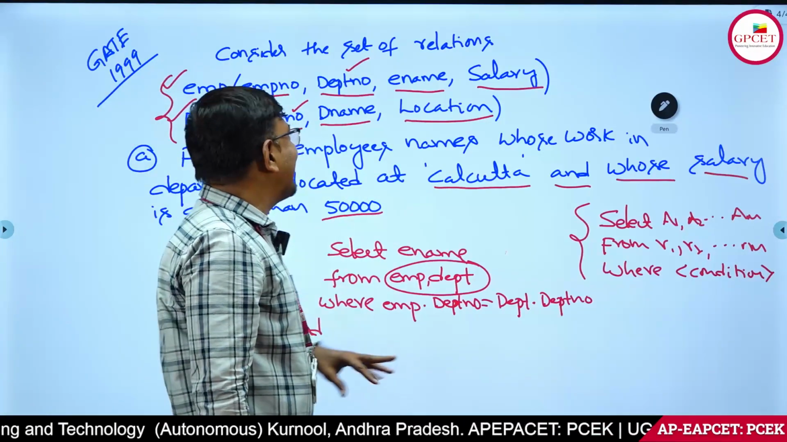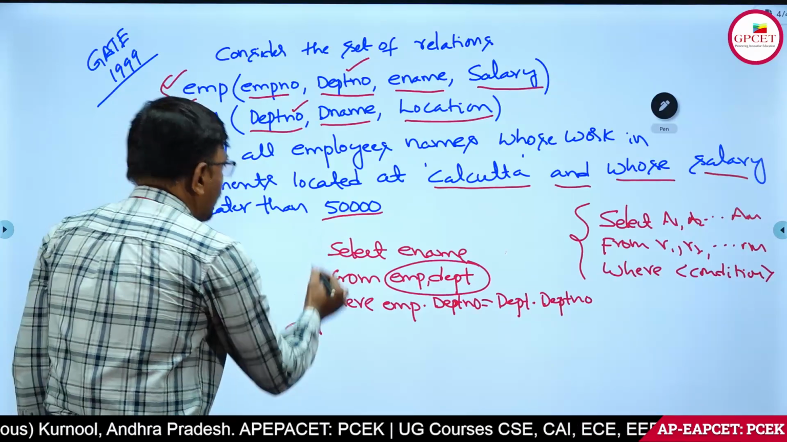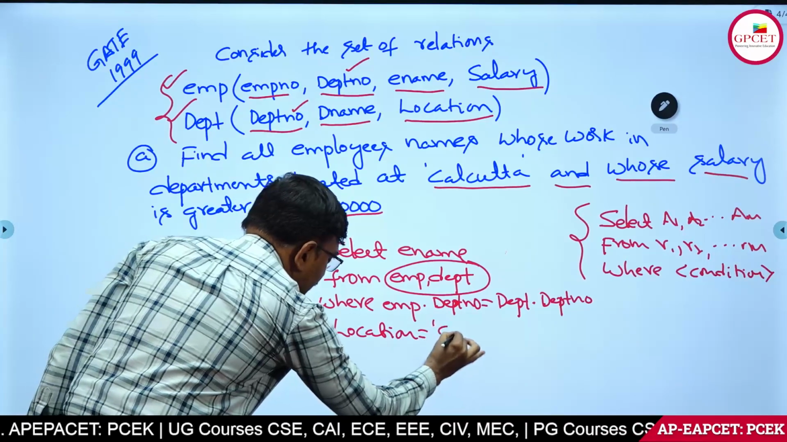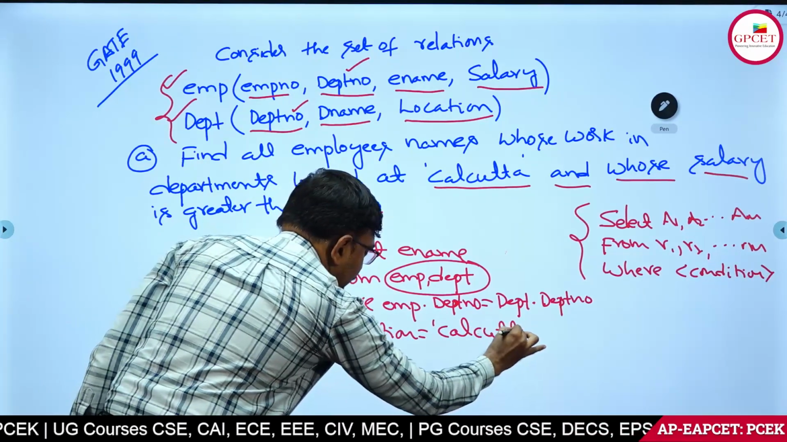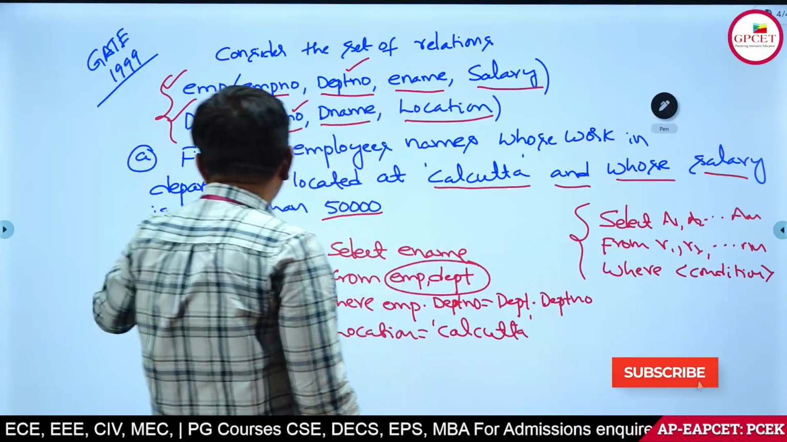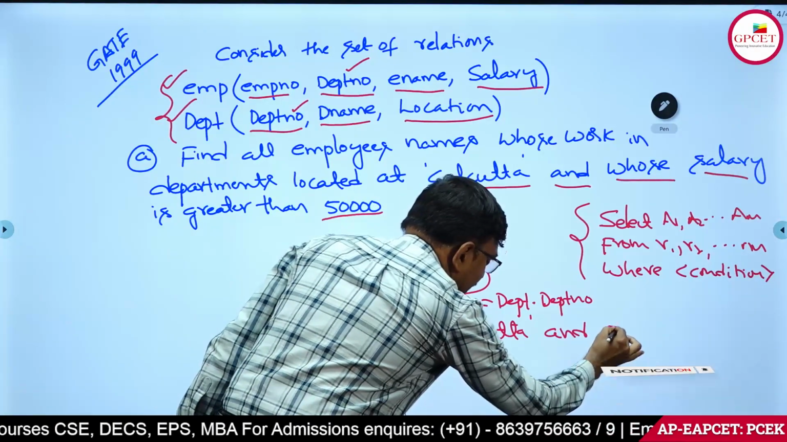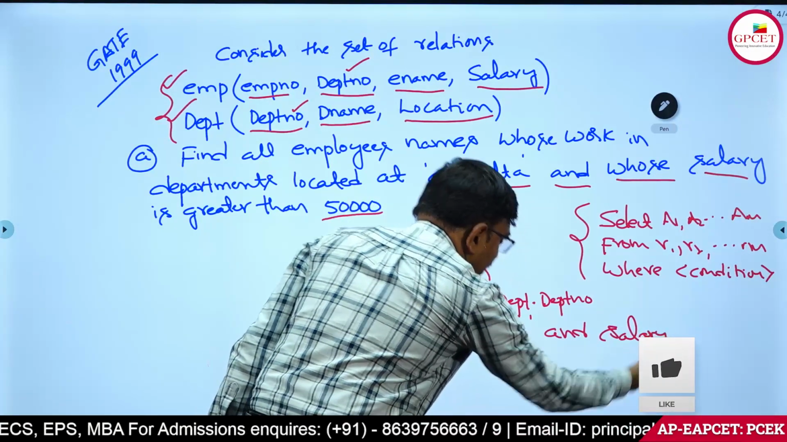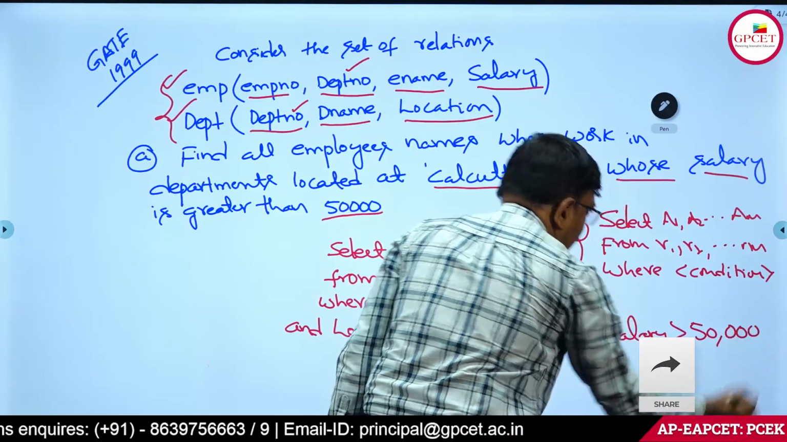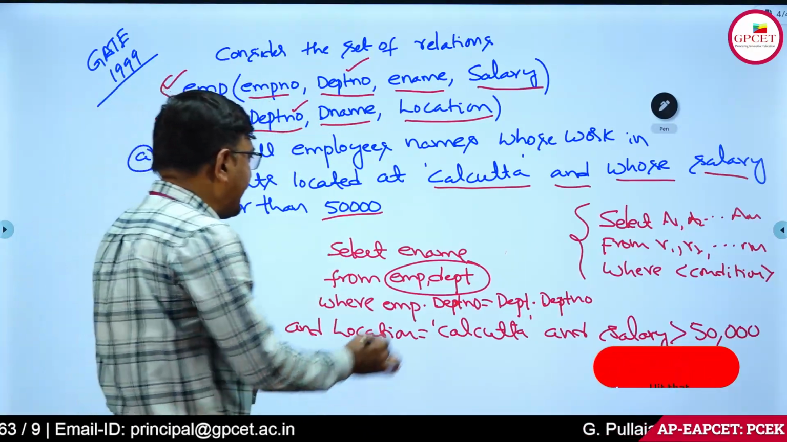and located at Calcutta. Where is Calcutta here, in the department table? Location. And location is equal to Calcutta. And whose salary is greater than 50,000. That is AND salary greater than 50,000. Okay, that is how we can get the employee names.